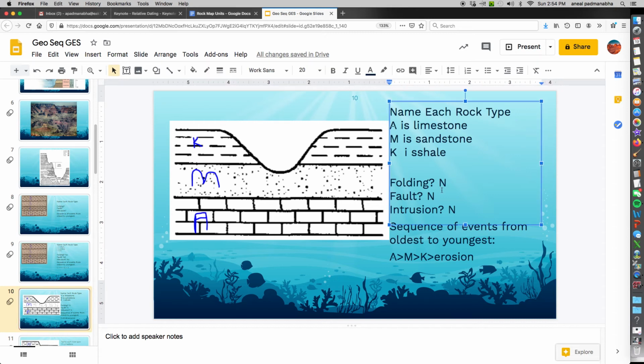Is there any folding? Nope. Any faulting? Nope. Any intrusions? Nope. What's the sequence of events from oldest to youngest? Well, A was first deposited, then M was deposited, then K was deposited, and the last one I say is erosion.